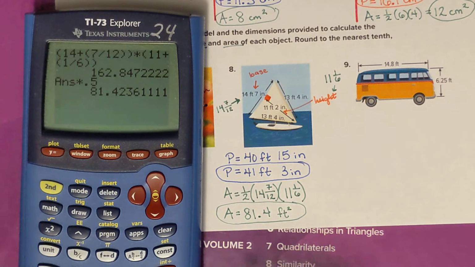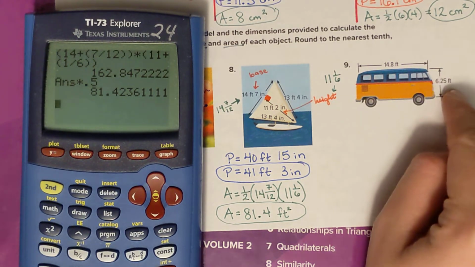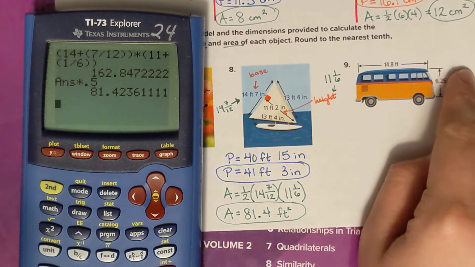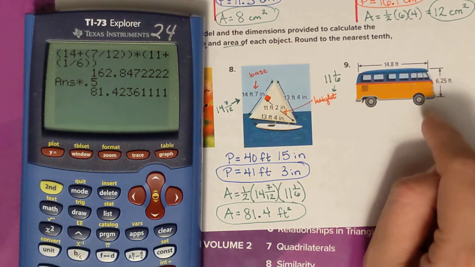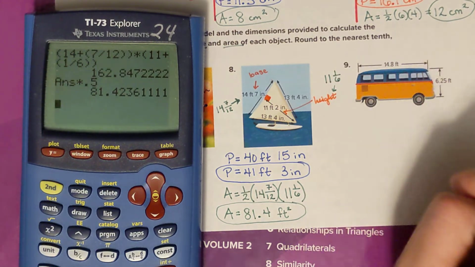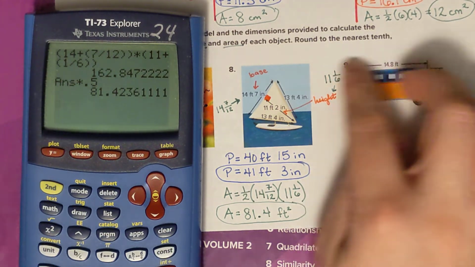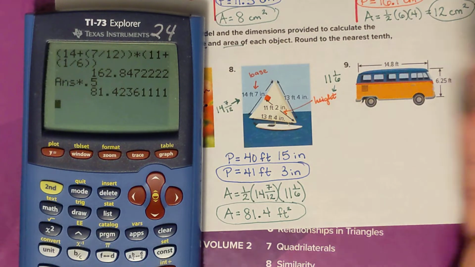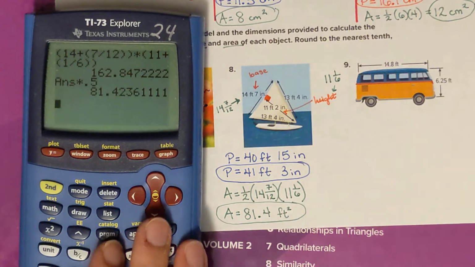Alright, now I'm not going to do this next one because this should be easy. Basically, you're treating this as a rectangle. So you should know that to find the perimeter of a rectangle, you add them all up, and the area of the rectangle is you multiply the sides. So I'm going to skip that one. You can do it if you want, but it's right there.